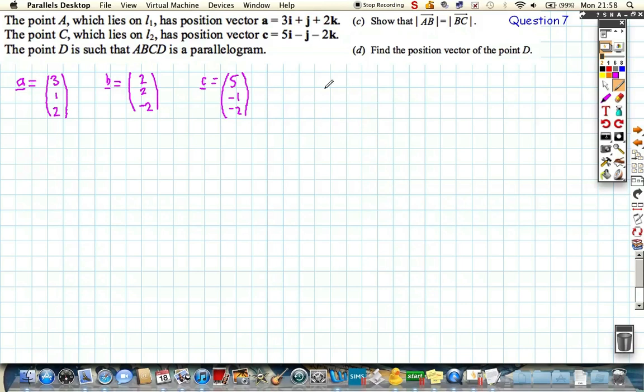Now, to help us get an idea, we're told that this is a key piece of information, that ABCD is a parallelogram. So to help us with this, let's just get a rough idea of what's going on with these lines.